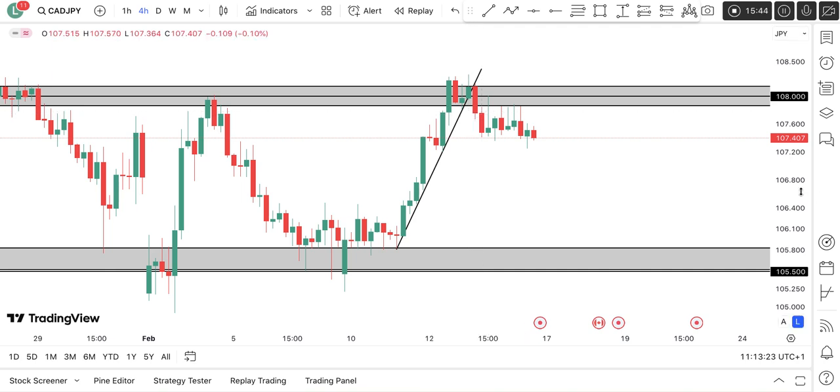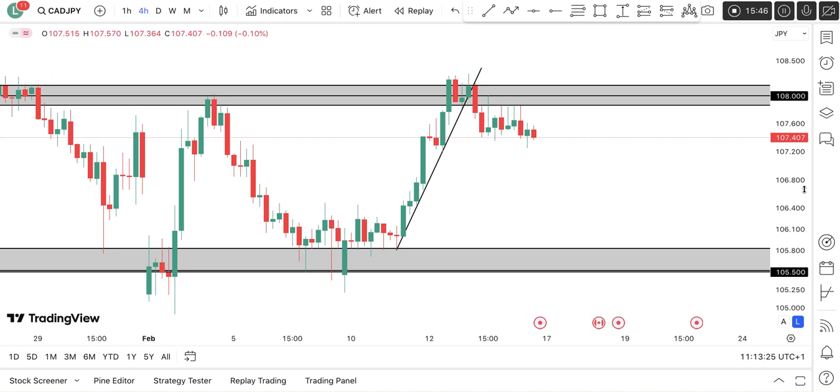Why? Because I take market structure above everything. This is how I trade that. Market structure comes first, chart pattern comes next, then support and resistance. You see what I'm saying to you? So in this case, what I'm going to look at first is market structure.